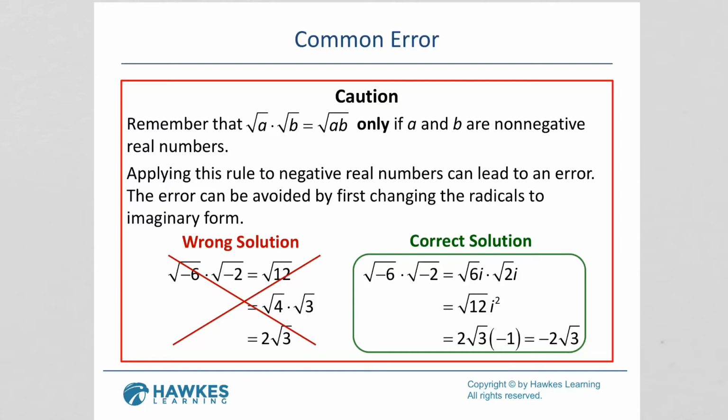The correct solution is to turn those into imaginary numbers. So the square root of negative 6 becomes the square root of 6i. The square root of negative 2 becomes the square root of 2i. And then we can multiply the radicands together, and that gives us the square root of 12. And then i times i is i squared, which gives us 2 square root 3 times negative 1, which is negative 2 square root 3.